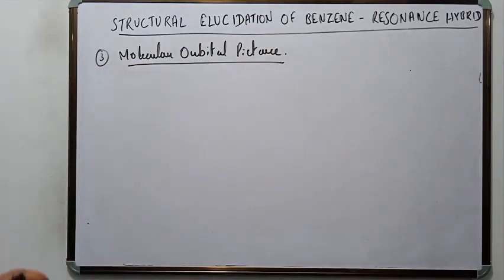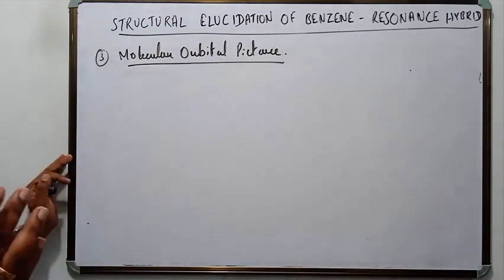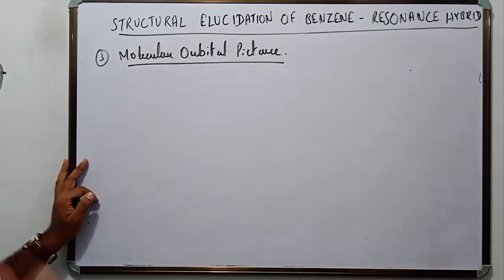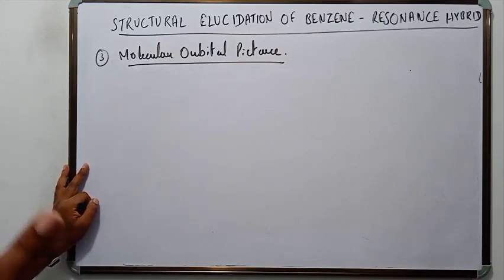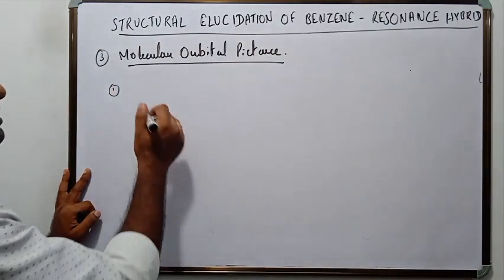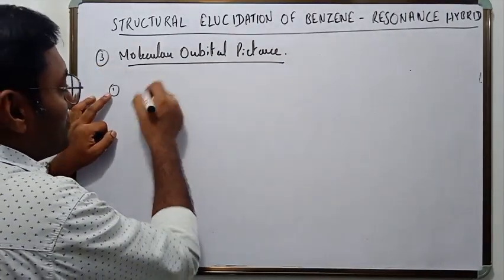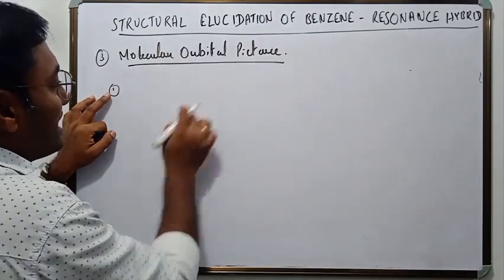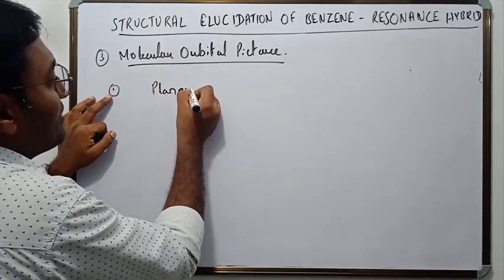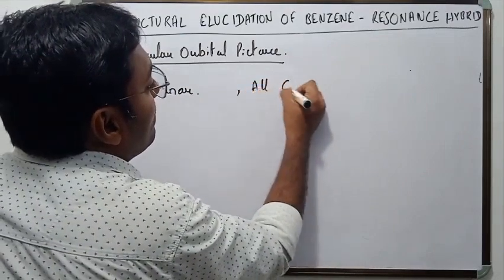Now, initially when I was discussing, I said that we will come to two points later, right? What were these two points? Anyone remembers? Yes, the first point was that by X-ray diffraction measurement, it was proven that benzene is a cyclohexagonal ring, made up of 6 carbon atoms, and it is planar. That is a very important point. That means all carbons are in one plane.